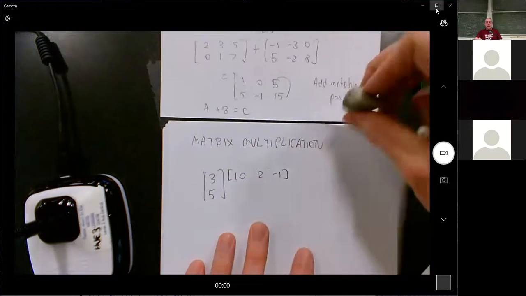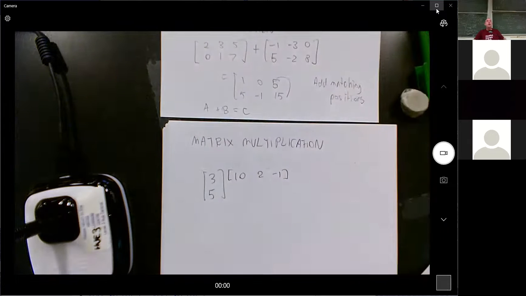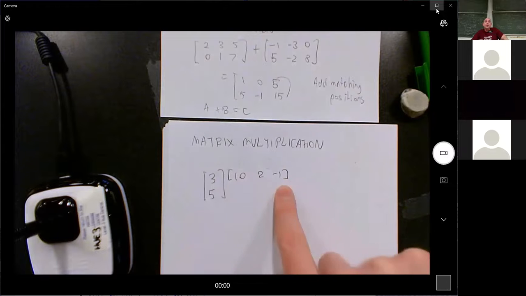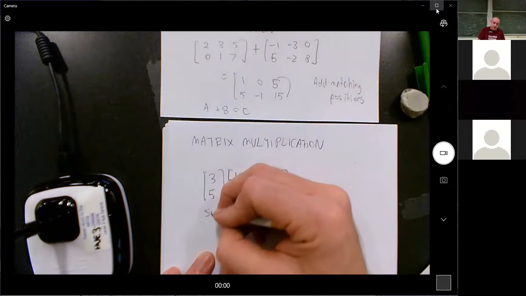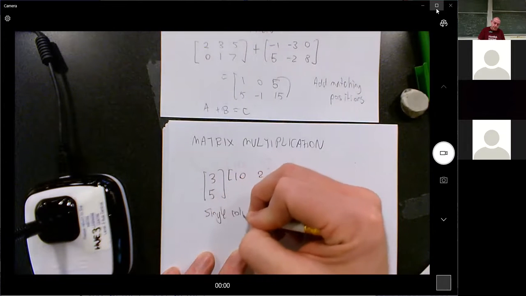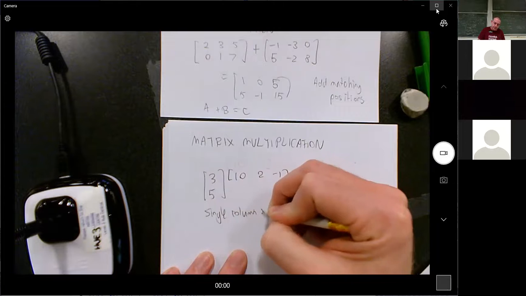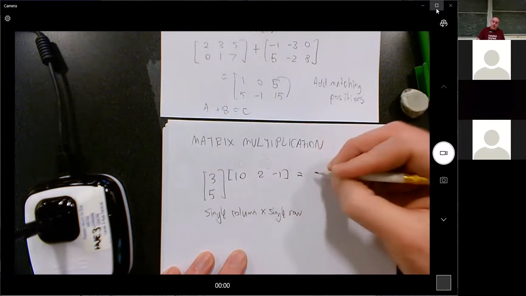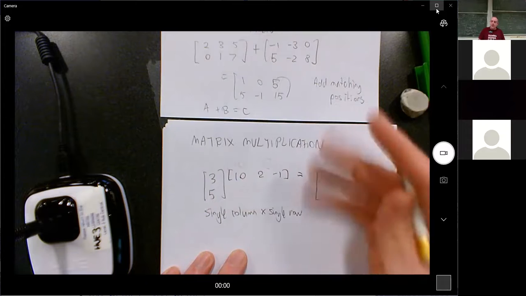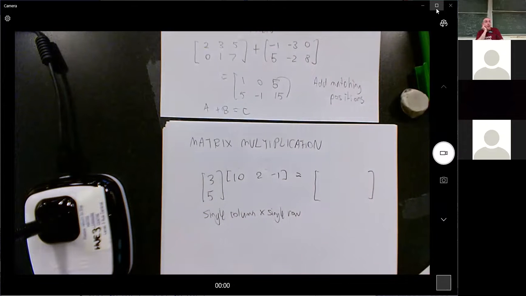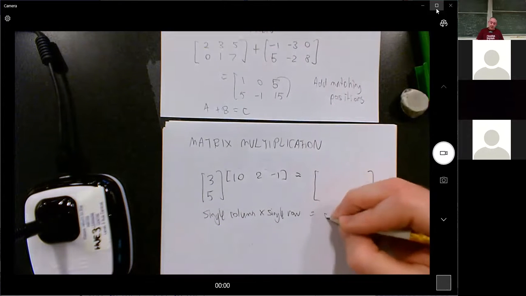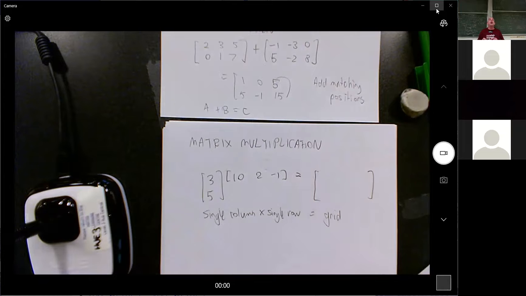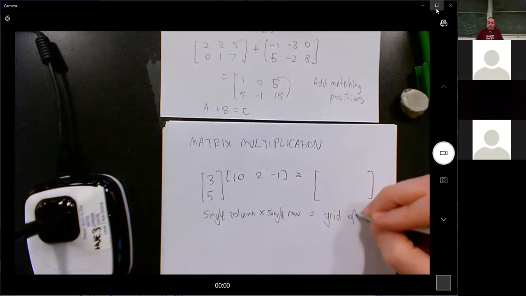So the first kind of matrix multiplication I want to show you is if you have a matrix made of a single column multiplied by a matrix made of a single row. And when you multiply a matrix made of a single column by a matrix made of a single row, you get a grid of products.